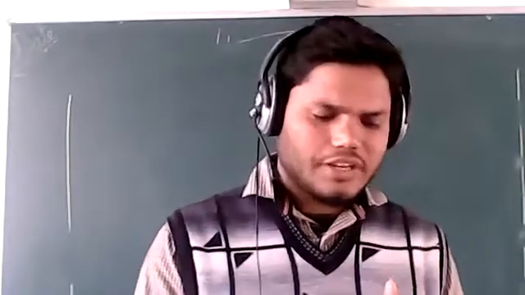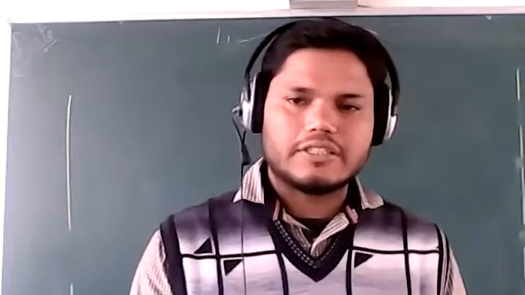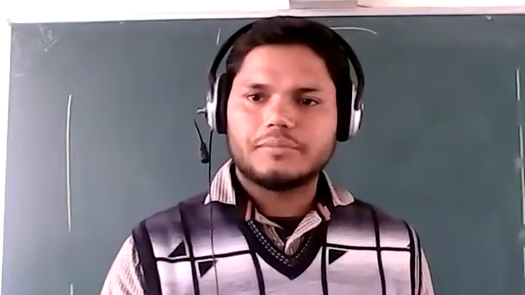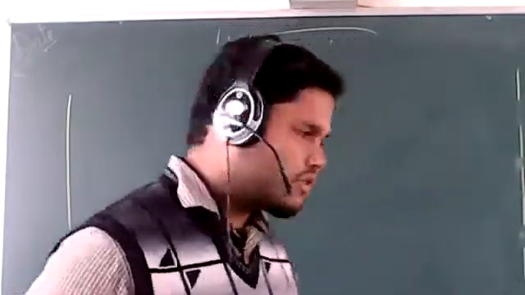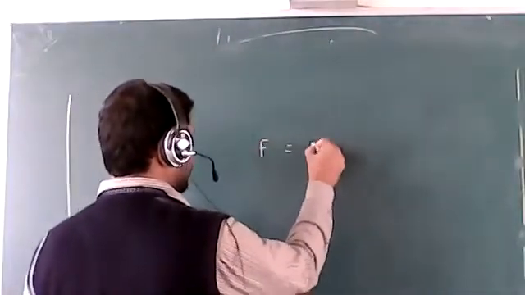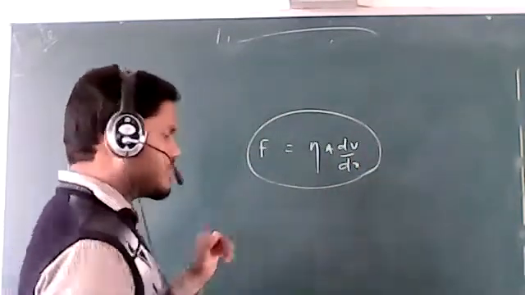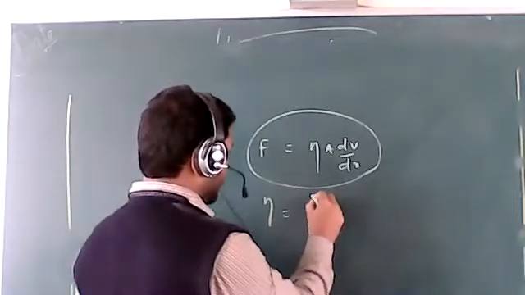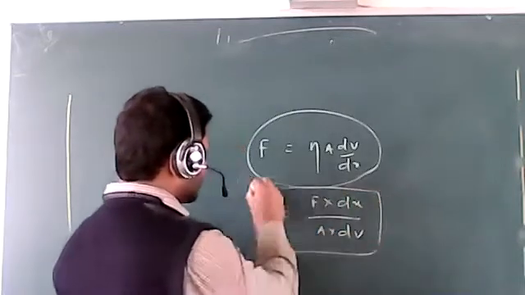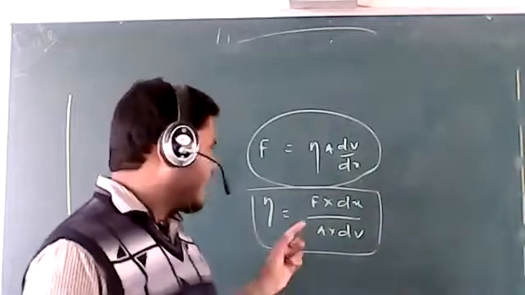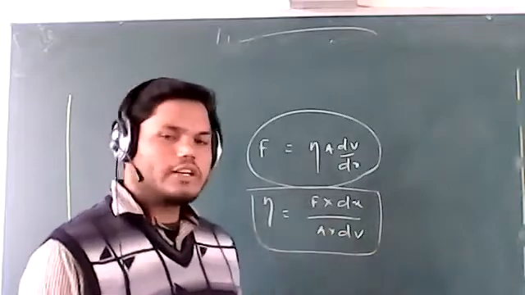The first effect is that the coefficient of viscosity depends upon the nature of the fluid, not upon the area. The formula is viscous force F equals eta A dv upon dx. So the coefficient of viscosity, eta, equals F into dx divided by A into dv. This is the formula, but what factors does it depend upon?